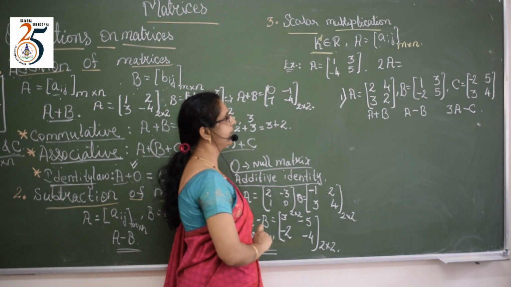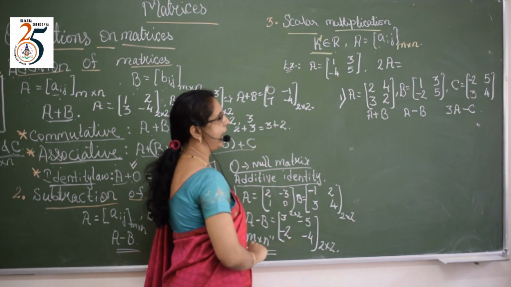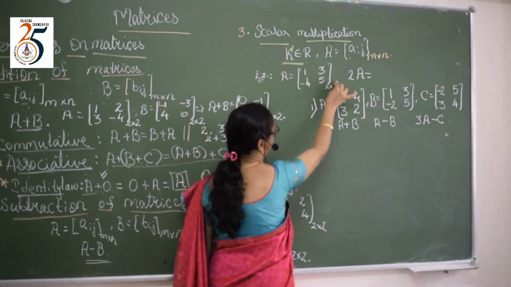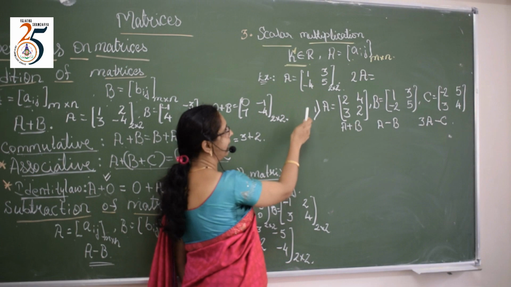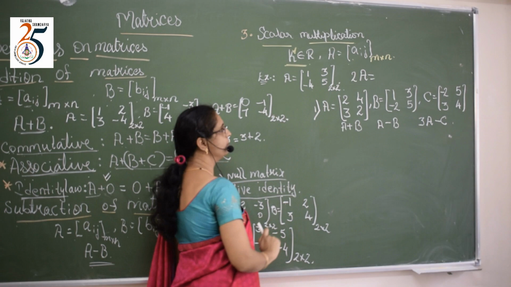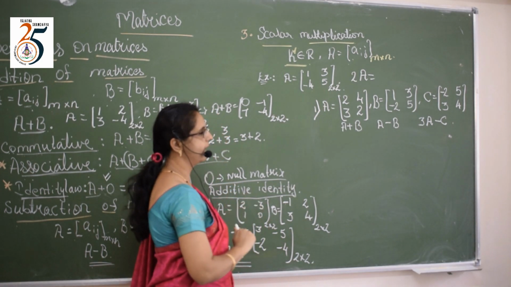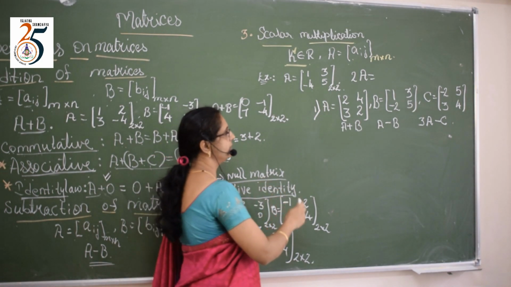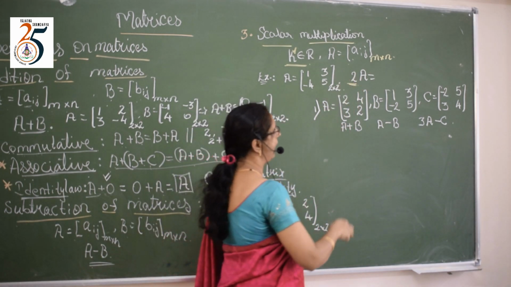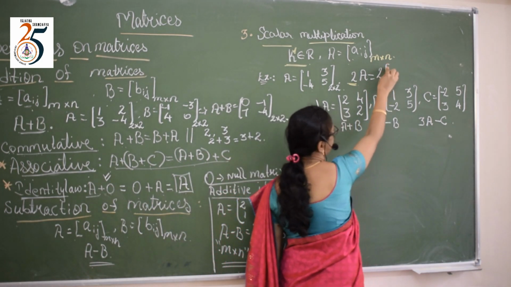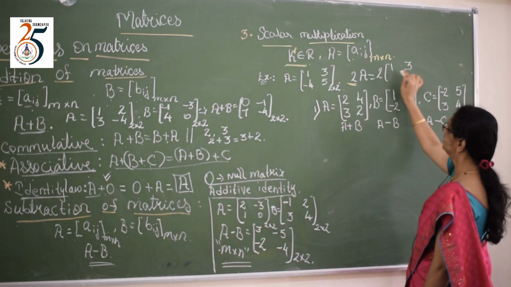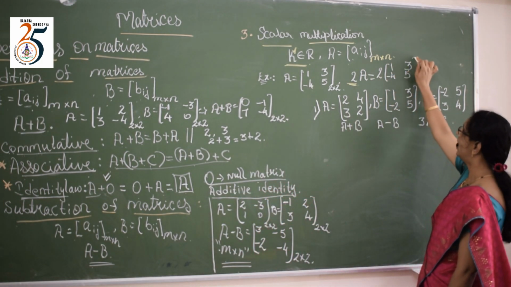Let us consider one example with respect to the above concept. Here I have taken one 2 cross 2 matrix, which contains the elements 1, 3, minus 4, 5. Now I want to multiply this matrix with the scalar, the real number 2. How to do that? I write this 2 as it is and the matrix A, which is 1, 3, minus 4, 5.